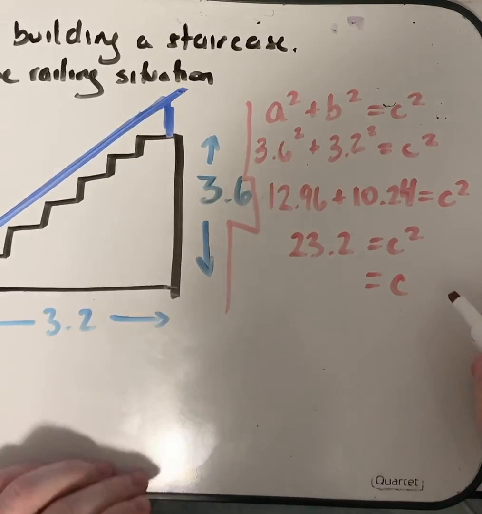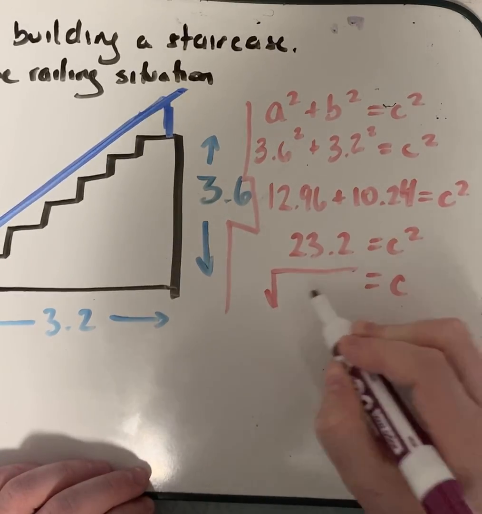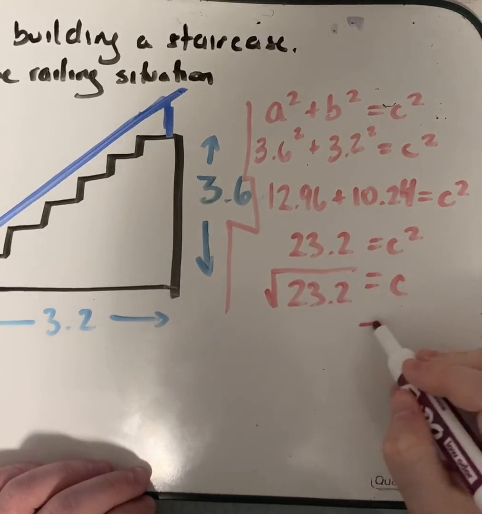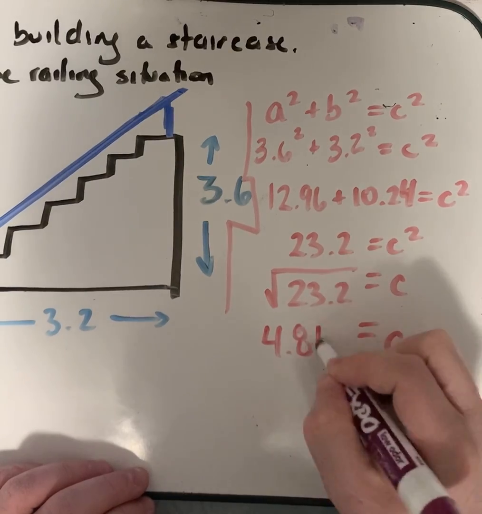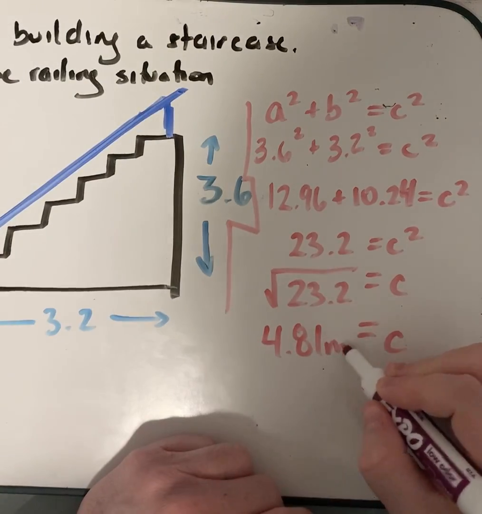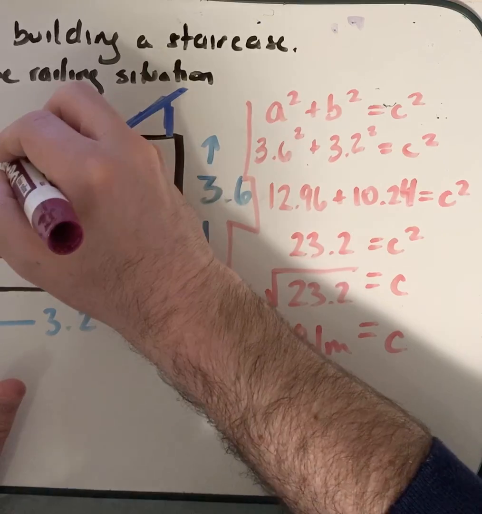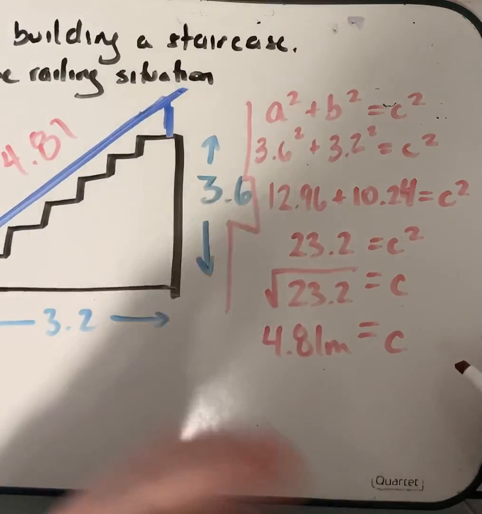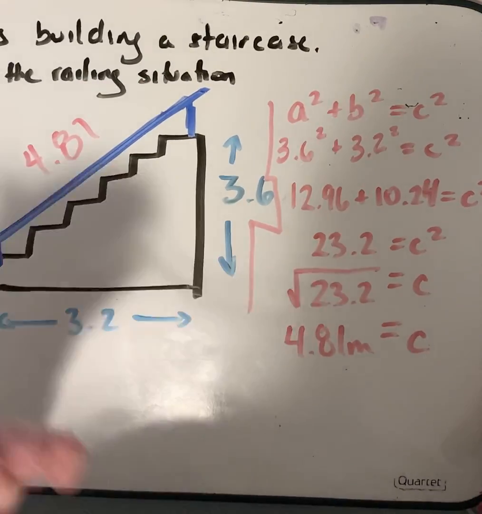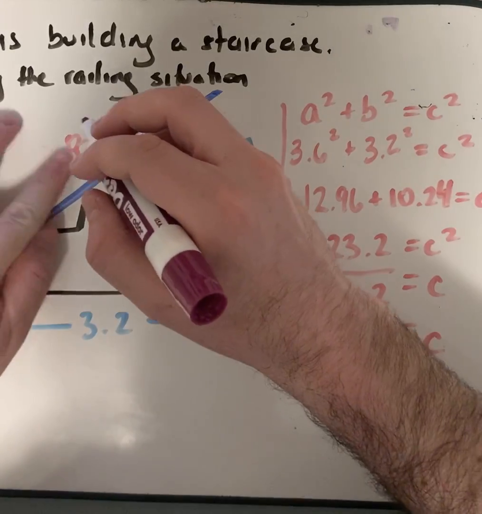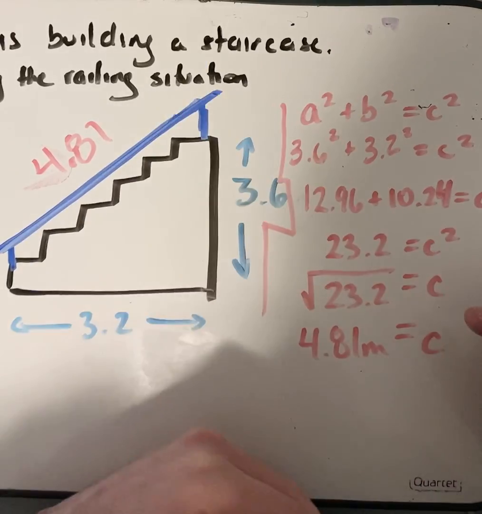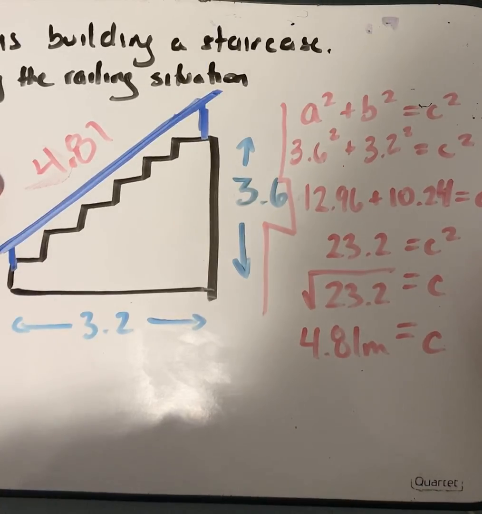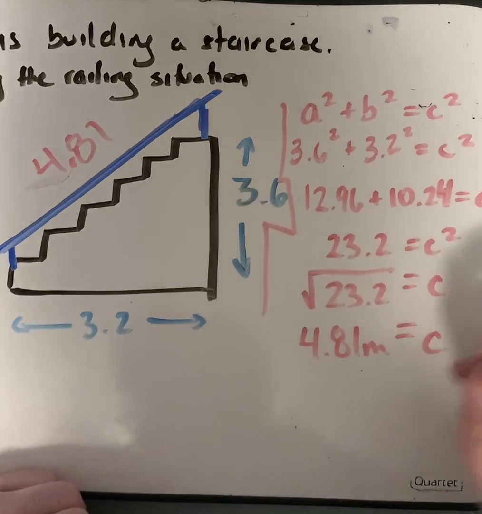So c equals the square root of 23.2, which means that c is 4.81, whatever. It's probably going to be meters. So this railing will be represented by 4.81 meters. And so again, what are our things that we look for when we're checking to make sure that this is a correct answer? Well, besides going through and guessing and checking, we can automatically say that we're on the right track by eyeballing that this number is larger than all of the legs.